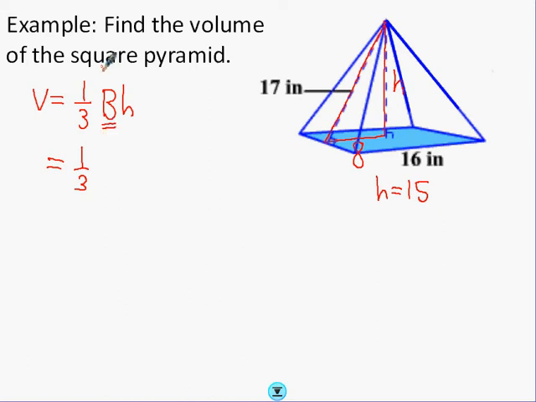Well, they told us this is a square pyramid. If the sides are 16, then the area of the base is equal to 16 times 16. That's 256. So 1/3 times 256, and the height is 17. That's going to be a little bit ugly, and therefore I'm going to leave it for the calculator.